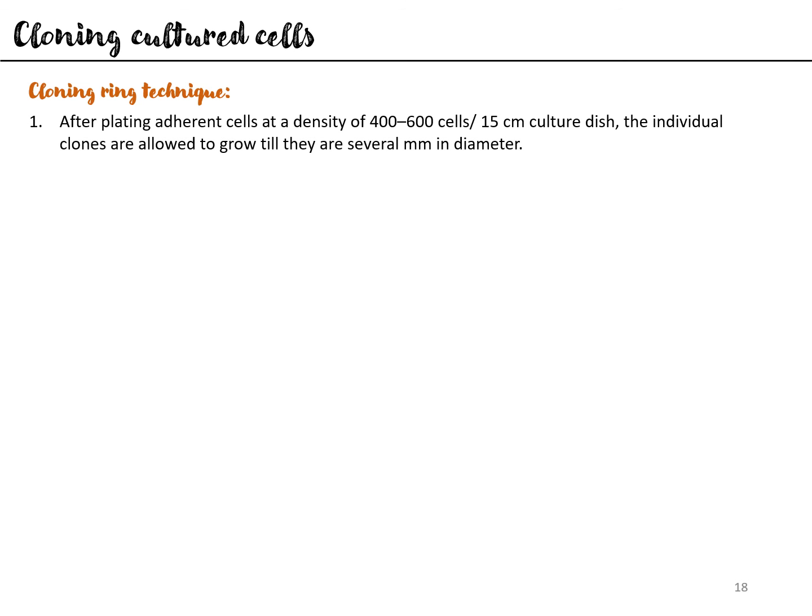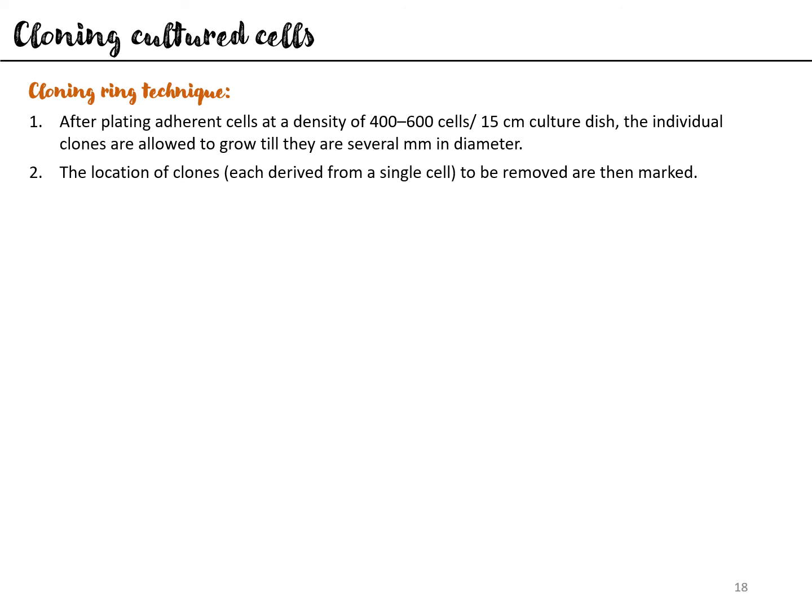The next technique of doing this is by using cloning rings. Now, what do you do here? After plating adherent cells at a density of 400 to 600 cells per 15 centimeter culture dish, again, this is just a rough approximation and you can change it as per your requirement, the individual clones are allowed to grow till they are several millimeters in diameter.